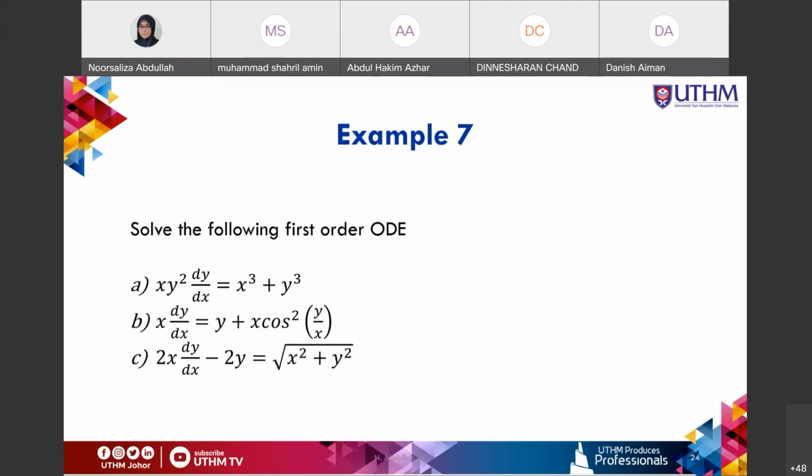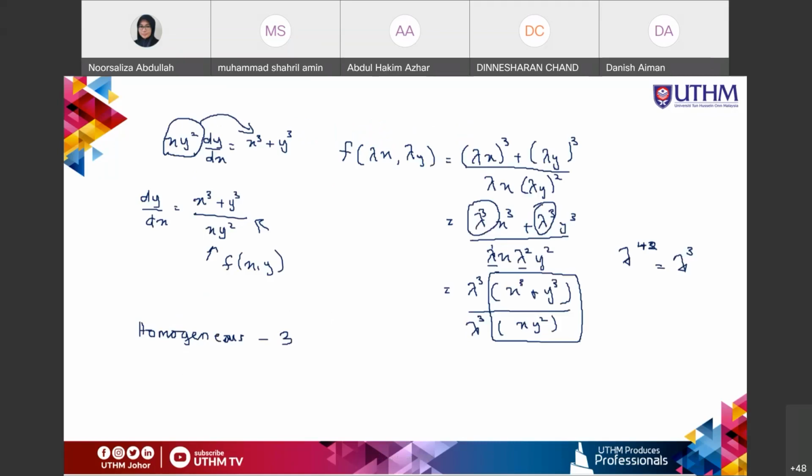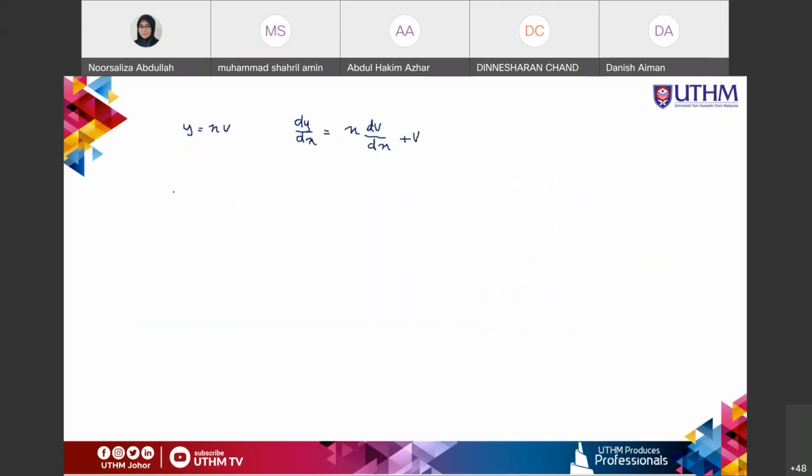This is our equation from earlier. Okay, this one. So I'll write it again: we have dy over dx equals x power of 3 plus y power of 3 divided by x y power of 2. Okay, so you substitute y with xv, this y and this y, and dy over dx is this one.